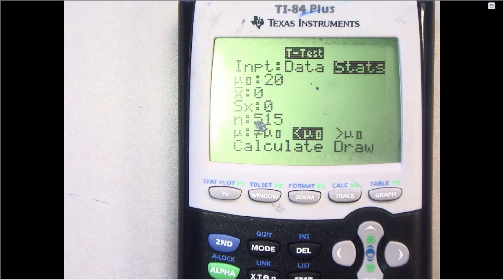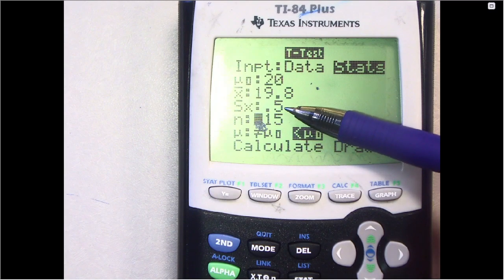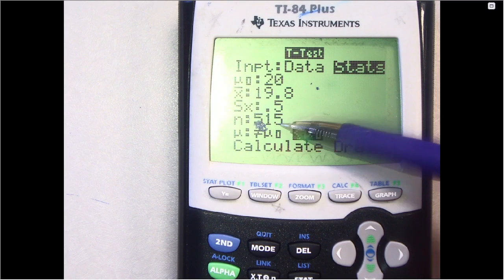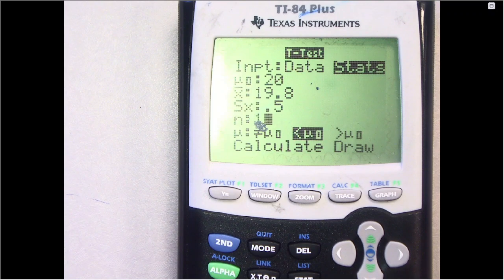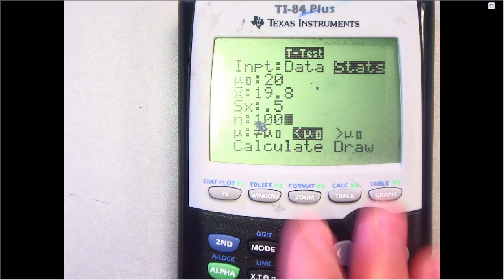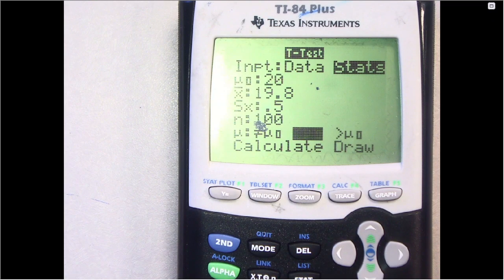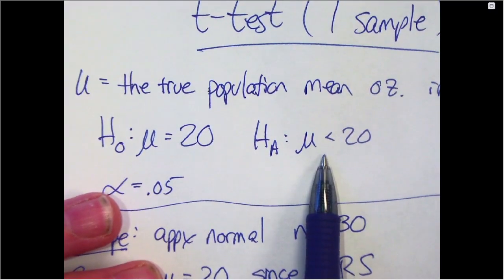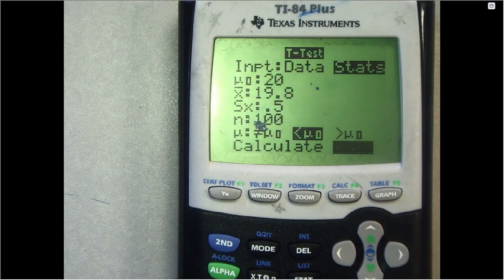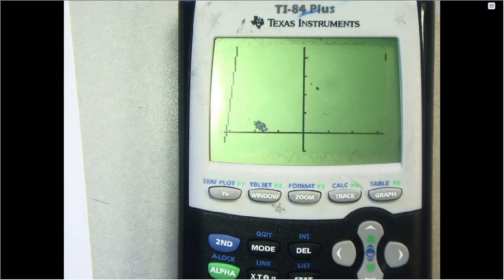Okay. X bar is what we got for our sample mean, so 19.8. Standard deviation is 0.5. You don't have to put the divided by square root of n here, because you're going to tell it n and it's going to do that part for you. Sample size is 100. I want the sign or the arrow to point the same way it does in my HA, so that's a less than. And then you can do calculate or draw, and from here it's really similar to the last.